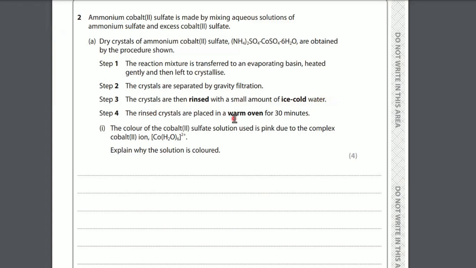You should pay attention in questions like this when the exam board have put certain words in dark black, in bold. They want you to pay attention to those words, and you'll probably be asked that. Part two, the color of the cobalt sulfate solution used is pink due to the complex cobalt 2 ion, Co(H2O)6 2+. Explain why the solution is coloured.